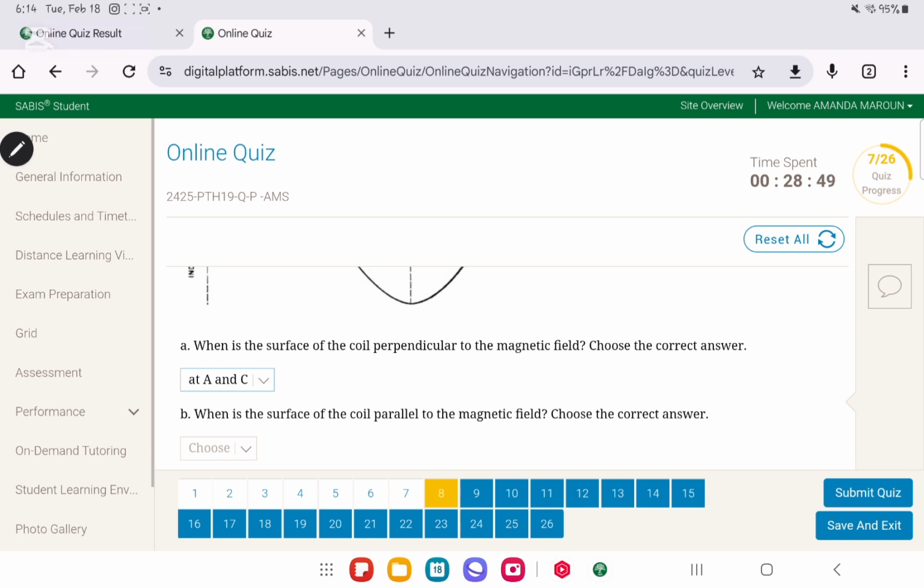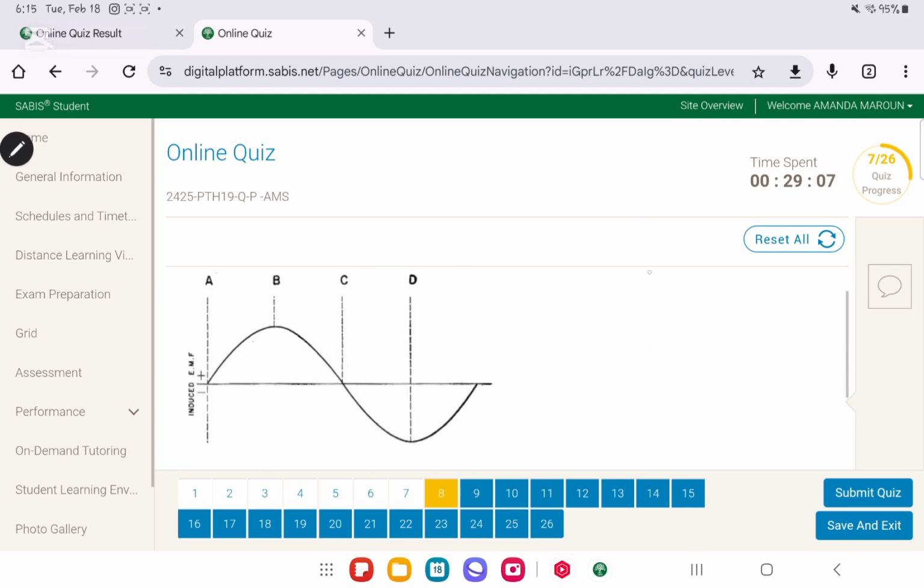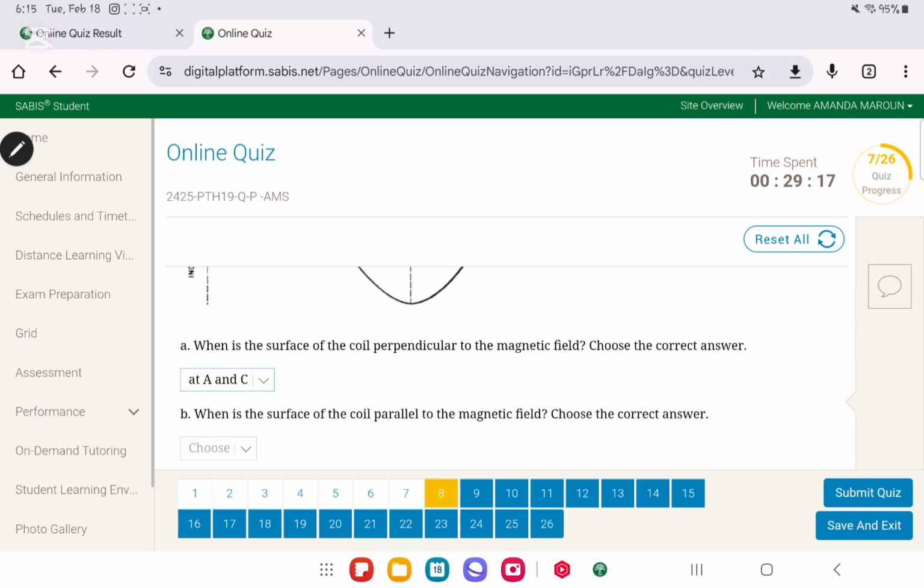Moving to the next one: when the surface of the coil is parallel to the magnetic field, parallel means that the angle is 0 degrees, and we said 0 degrees means maximum current and maximum change in magnetic flux. So in this case, you're going to go to the graph and choose the maximum, both on the positive side and on the negative side. So it's going to be B and D.